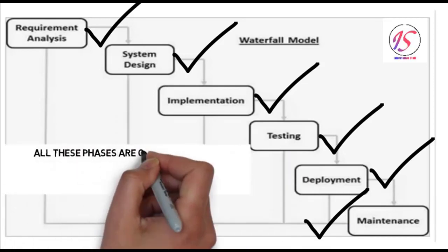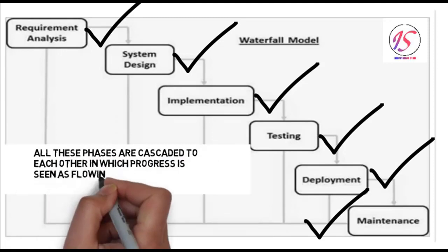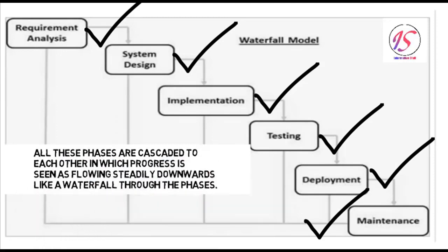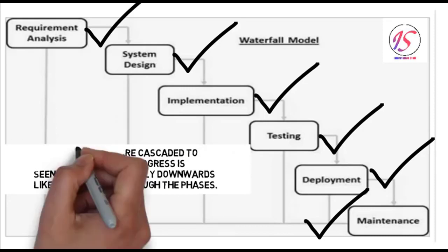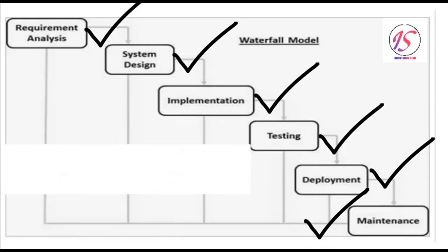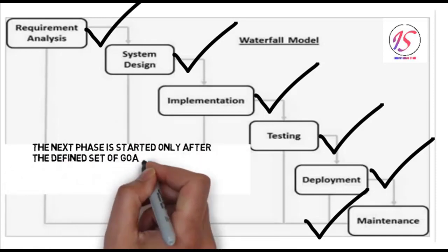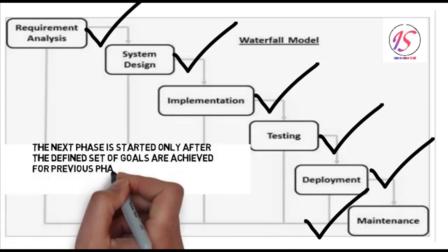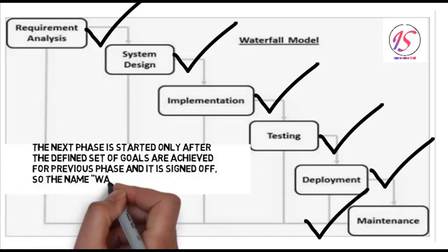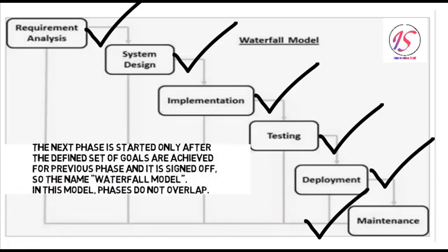All these phases are cascaded to each other, in which progress is seen as flowing steadily downwards, like a waterfall. Through the phases, the next phase is started only after the defined set of goals is achieved for the previous phase and it is signed off. So the name waterfall model. In this model, phases do not overlap.